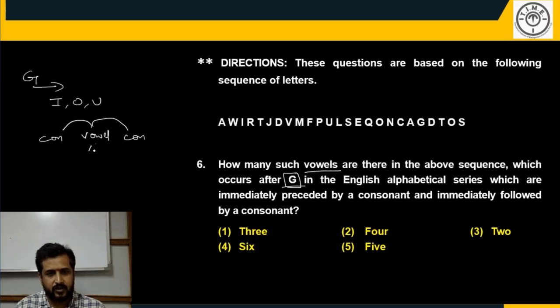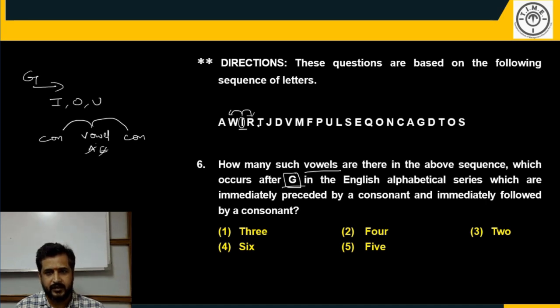And this vowel should not be A or E. This has to be I, O, U only. So let's check for I, O, U vowels. I is preceded and followed by a consonant, so I can be taken into consideration.